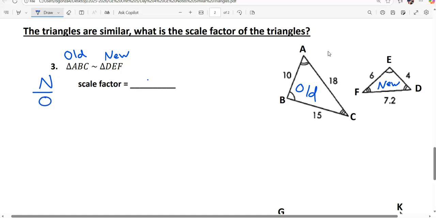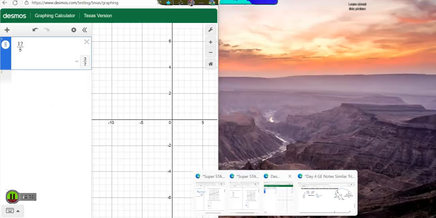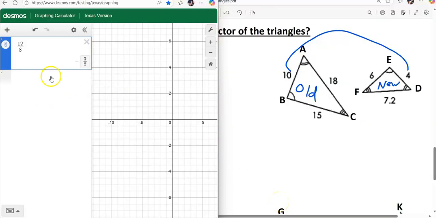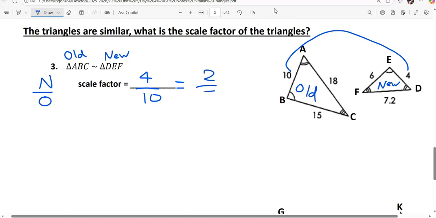So between 1 and 2 arc is 10. Between 1 and 2 arc is 4. So I'm going to say these are corresponding. So is it 10 over 4 or 4 over 10? New over old is 4 over 10. And you can write that down, but then you want to reduce it. 4 over 10, you type it into Desmos. And then click that circle so it'll reduce the fraction to 2 over 5, my guy.